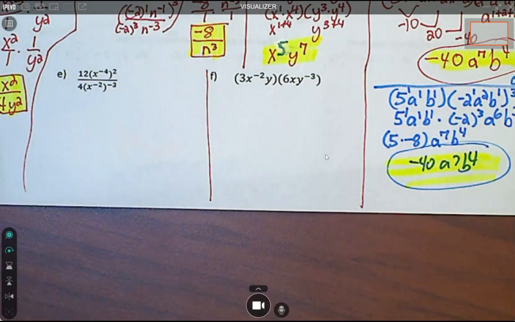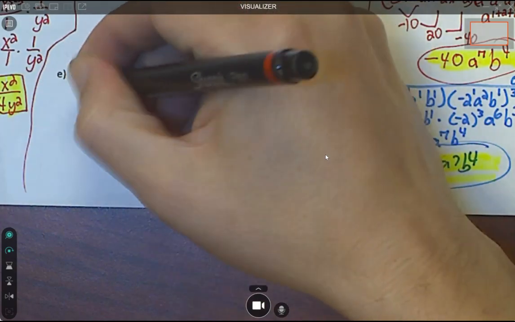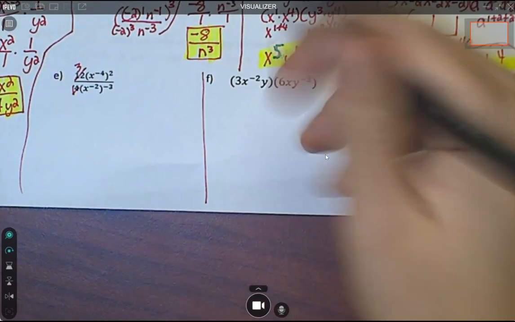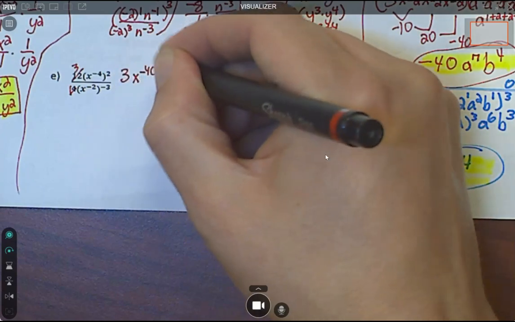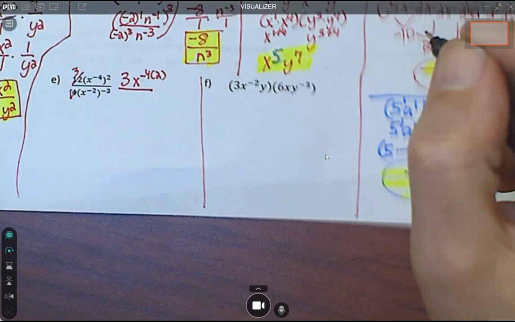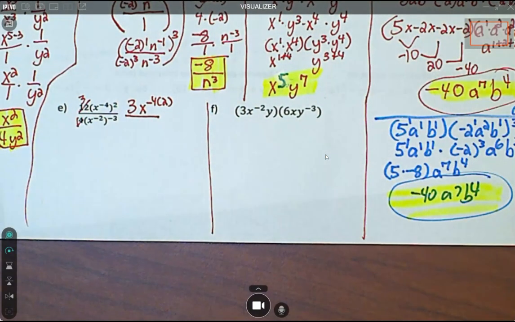Okay, first thing I do, 12 divided by 4 is 3. So I just go ahead and take care of that. Now I'm doing x to the negative 4 squared. These aren't really the kind you would want to write out.